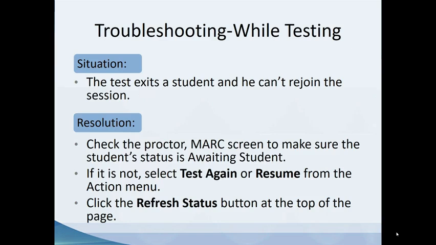If while testing the test exits and the student says he can't rejoin the session, you have some options to resolve this. Check your proctor or mark screen to make sure the student's status says awaiting student. If it is not, then choose Test Again or Resume from the Action menu. You can also click the refresh button at the top of the page. You may also want to try selecting Do Not Confirm from the drop-down menu. Then have the student log off and log back in.